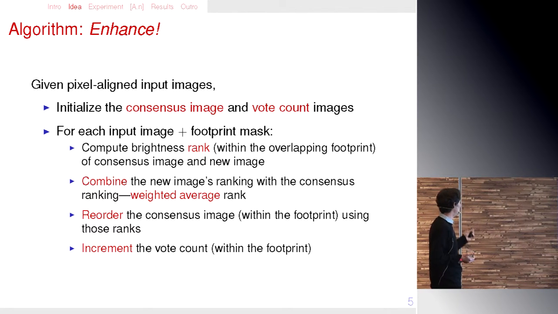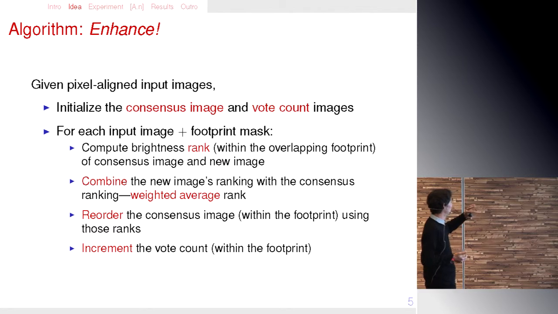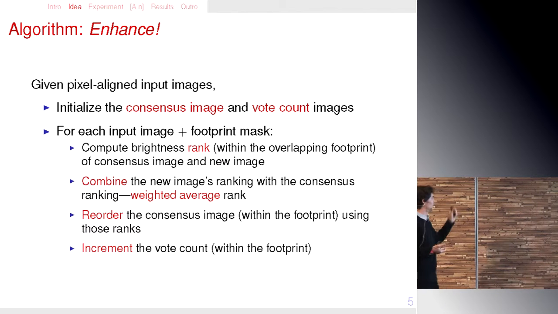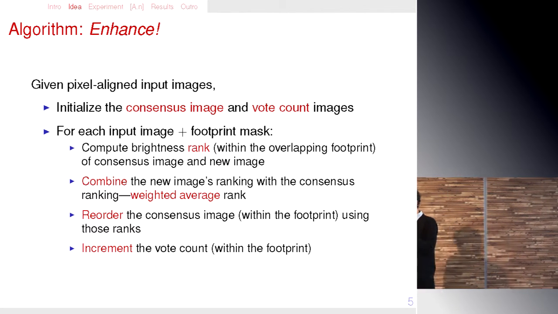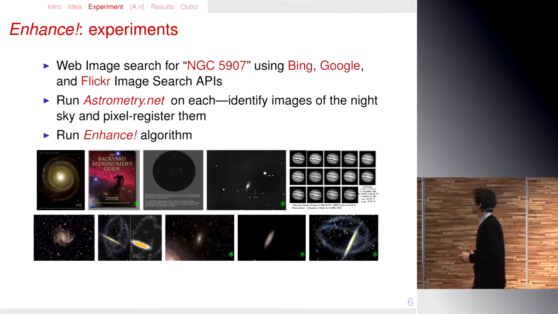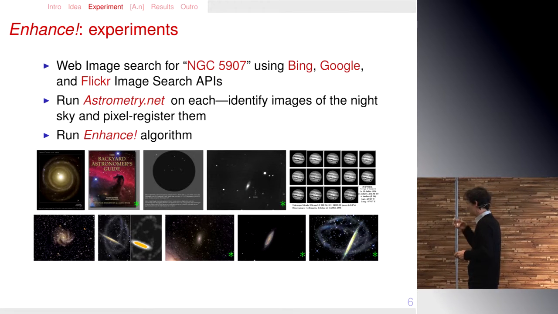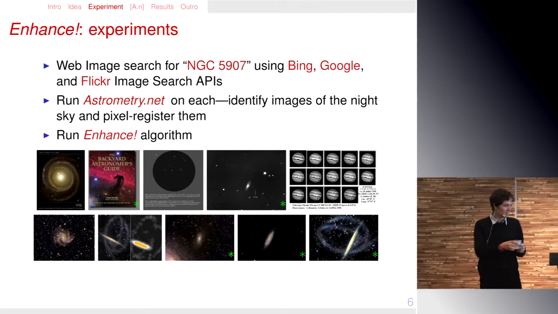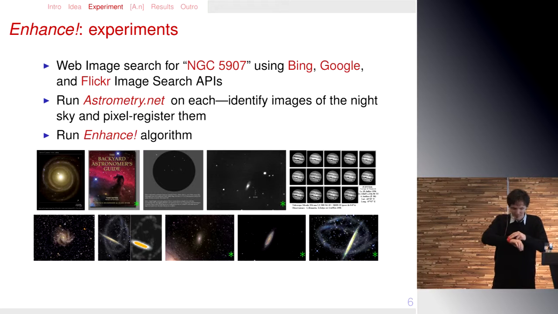Approximately. And then once we've done that, we'll permute the pixels within the consensus image in the masked region so that they're again sorted. And then just increment the vote count within that area. So it's really, really dead easy. All right, so I'll tell you about a couple of the experiments we did here. And for time, halfway, perfect.